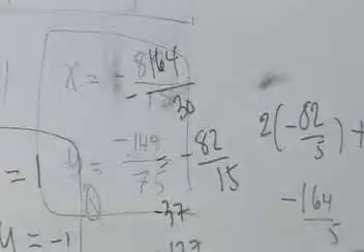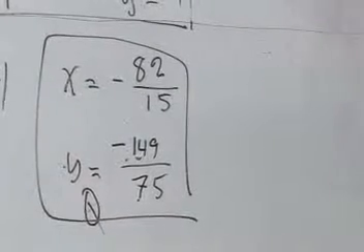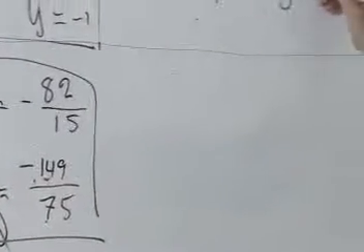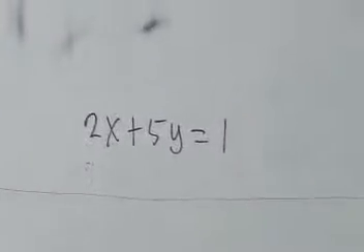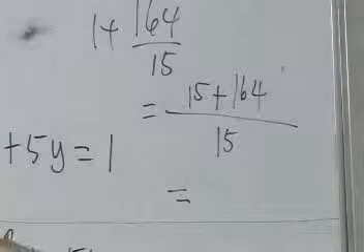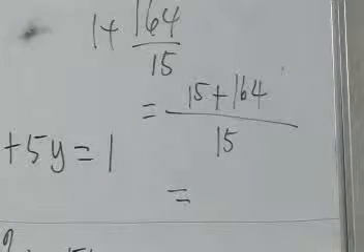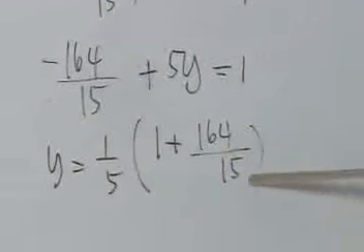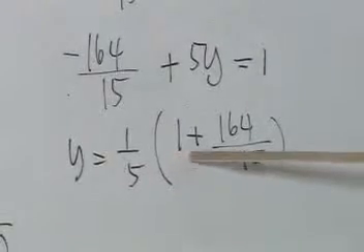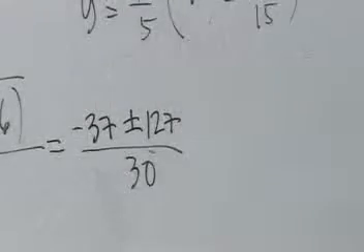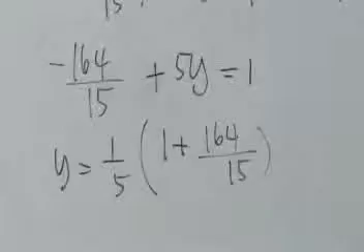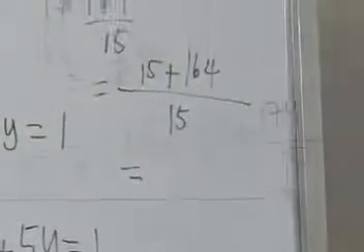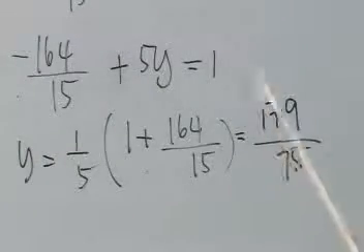So we have 2x plus 5y is equal to 1. So when x is minus 82 over 15, we get minus 164 over 15 plus 5y equals 1. So solving for y, 1/5 of 1 plus 164 over 15. So 15 plus 164, 179. So that is the intersection.